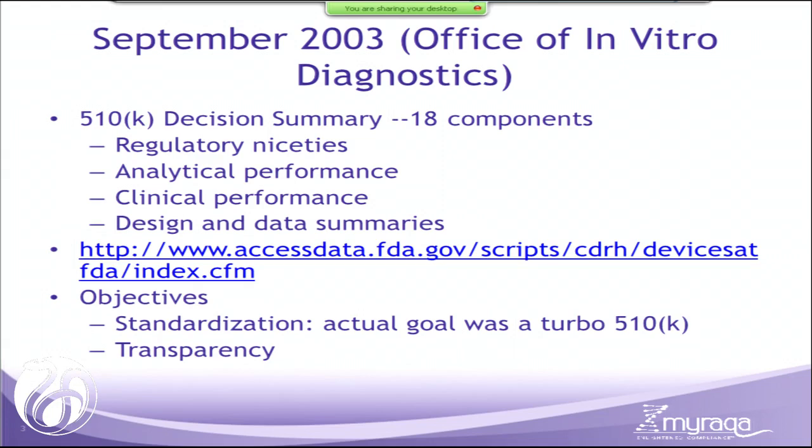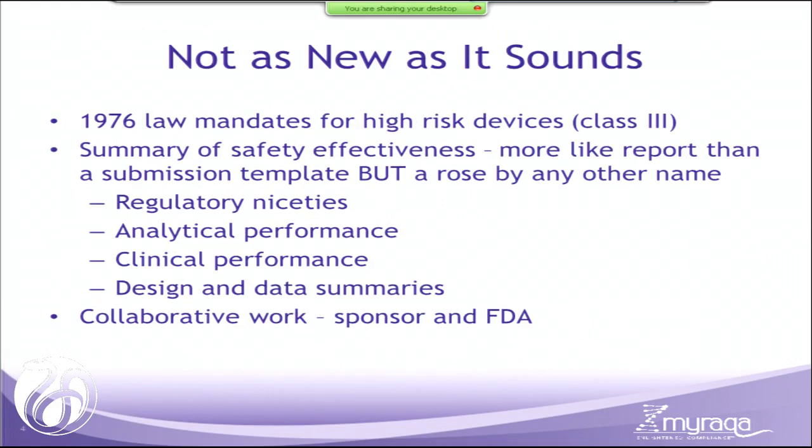It's not as new as it sounds, next slide, because since the initiation of the device regulatory program, the high risk class 3 products do have descriptive information provided, so-called summary of safety and effectiveness for each approved product. It's not a template, but a rose by any other name is a rose, and this does include information on regulatory niceties, analytical and clinical performance, design, and data summaries. This is usually collaborative work between the sponsor and FDA.